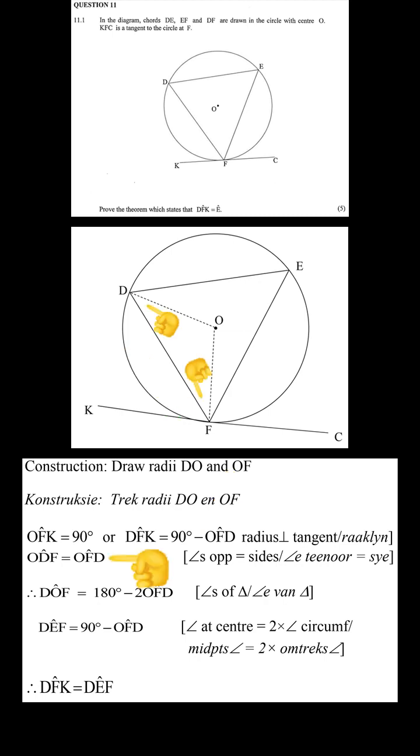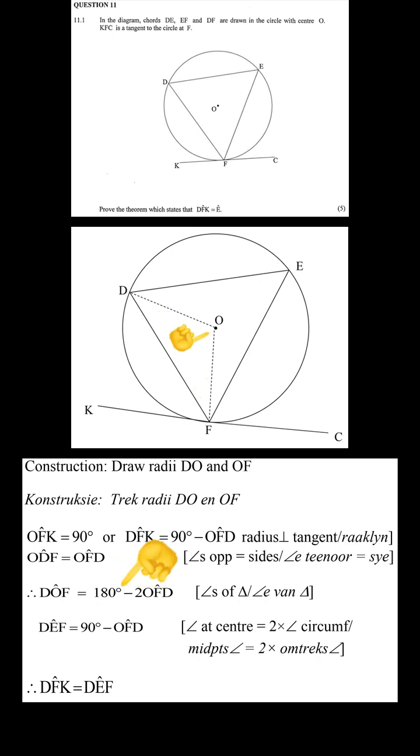Then the next step is that the angle ODF is equal to the angle OFD. This is because if you look at the triangle ODF, you can see that it is an isosceles triangle because OD and OF are radii. Therefore, the angles opposite the equal sides of a triangle are equal. That is why the angle ODF is equal to the angle OFD.